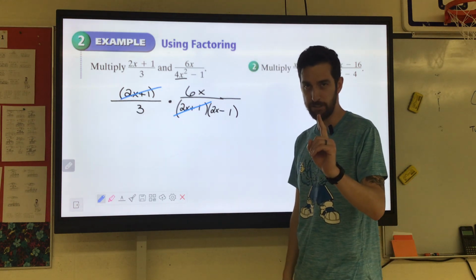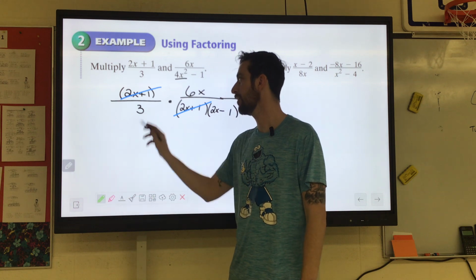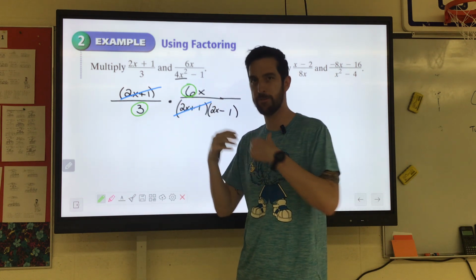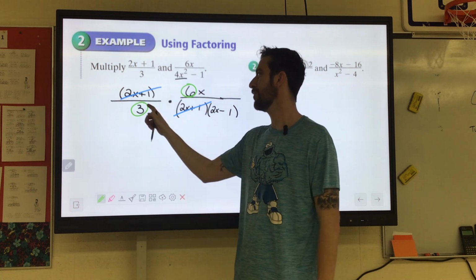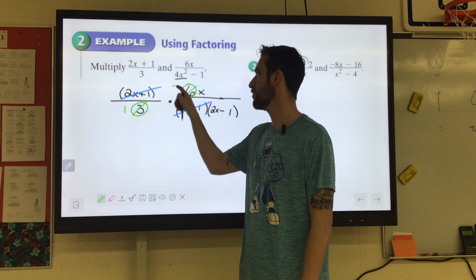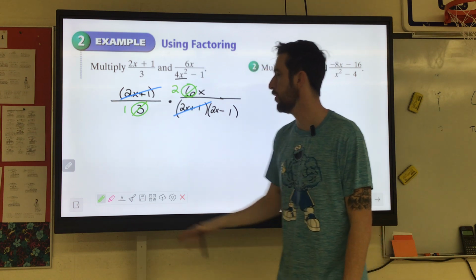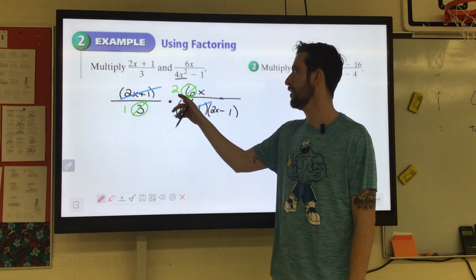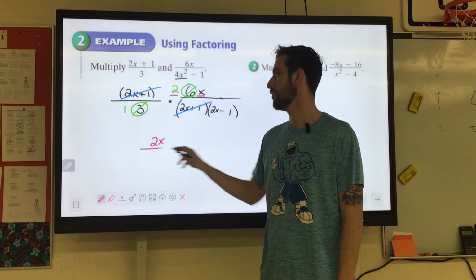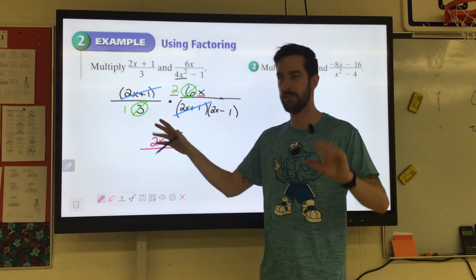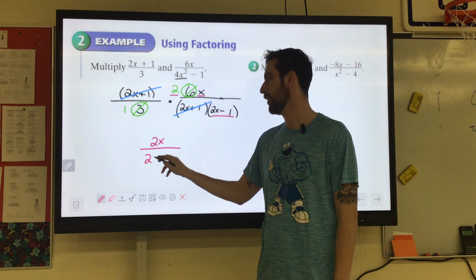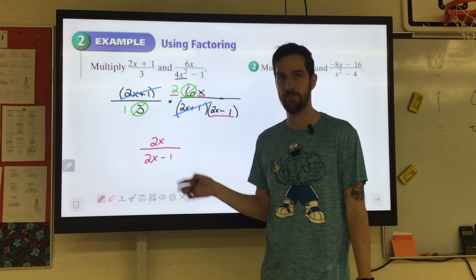There's something else we can do. The 3 with the 6. Those are both monomials. They're both single terms. So 3 goes into both of those. 3 goes into 3 one time. 3 goes into 6 two times. So all we have left in the numerator is 2x. The denominator, we have the 1, but we don't have to write that. All we have left over here is the 2x minus 1. You could write it in parentheses, or you don't need to.